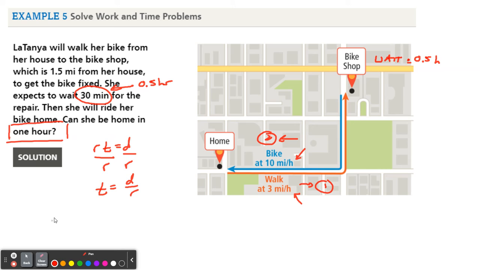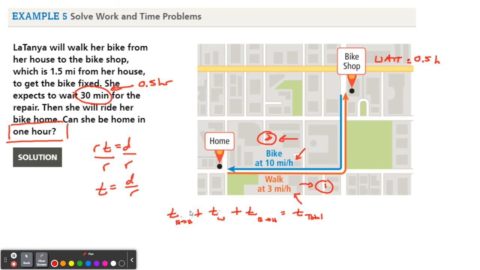So we need to talk about total time because there's 3 times that are going to go into this. So there's time 1, time 2, time 3. Oh, here's what I did. Sorry, I did this. I called time 1 home to bike. So we have the time from home to bike. Then we have the time that she waited. Then we have the time from bike to home. And that's going to equal the total time.